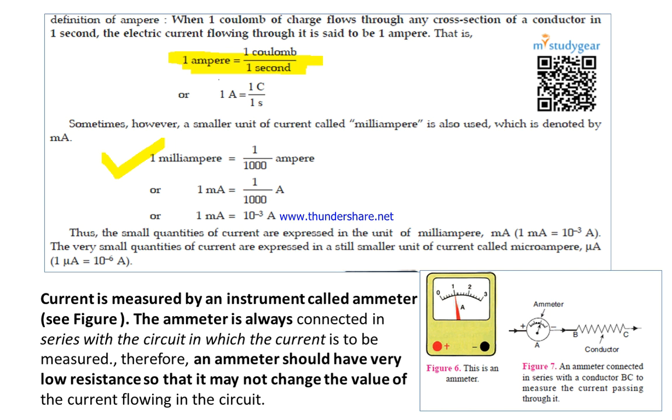So 1 milliampere is also a unit of current, but 1 milli means 1 upon 1000 parts of an ampere. That is a very small current that flows through very small devices like our phone chargers, etc. We also have one more unit that is known as 1 microampere, that is 10 to the minus 6 ampere. That is the current that flows through transistors, the very small electronic devices. So these are the two other types of representation of an ampere.